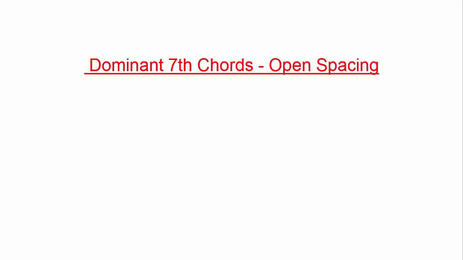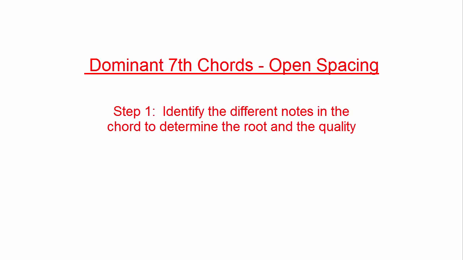The process of looking at a dominant seventh chord in open spacing is very similar to the process we used for the other chords. The only difference is where in the other chords we doubled one of the notes, in a dominant seventh chord we have 4 different notes. Our first step is to look at the different notes in the chord to determine what type of chord we're looking at. Initially, I would recommend writing out the notes as a root position chord using closed voicing.